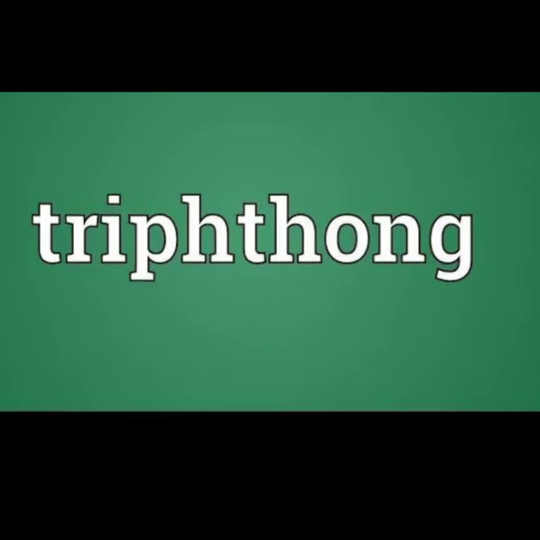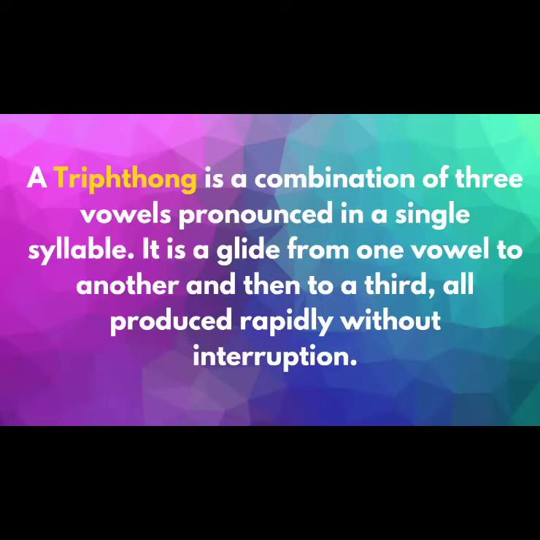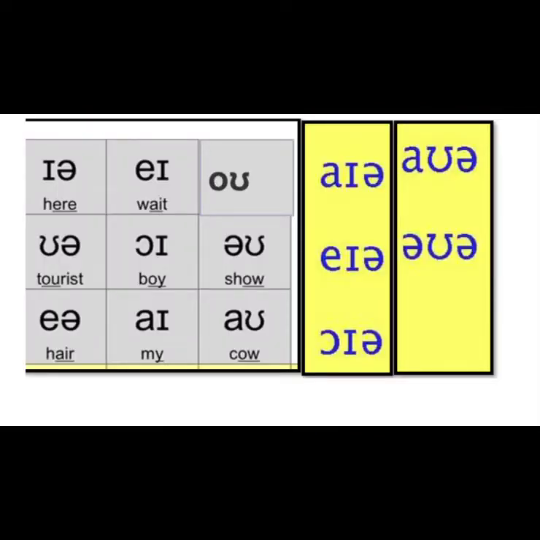Triphthong. In Module 1 and 2, we looked at monophthongs and diphthongs. A triphthong is a combination of three vowels pronounced in a single syllable. It is a glide from one vowel to another and then to a third, all produced rapidly without interruption. That means when producing triphthongs, there is no interruption between the three sounds. There are 5 triphthongs in the English language, namely ire, ear, oil, hour, and oil.